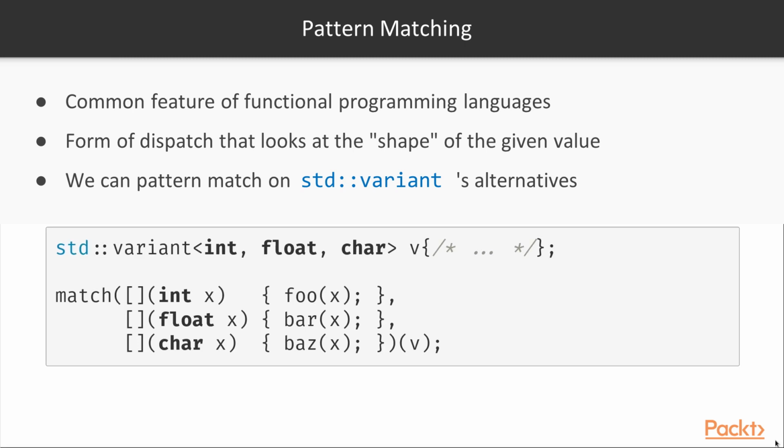We can pattern match on std::variant alternatives. As an example, imagine having a variant v of int, float, and char. When we use the match function and provide a lambda for int, a lambda for float, and a lambda for char, what's going to happen is that we're going to destructure the variant, figure out the active alternative inside it, and then call the corresponding function.